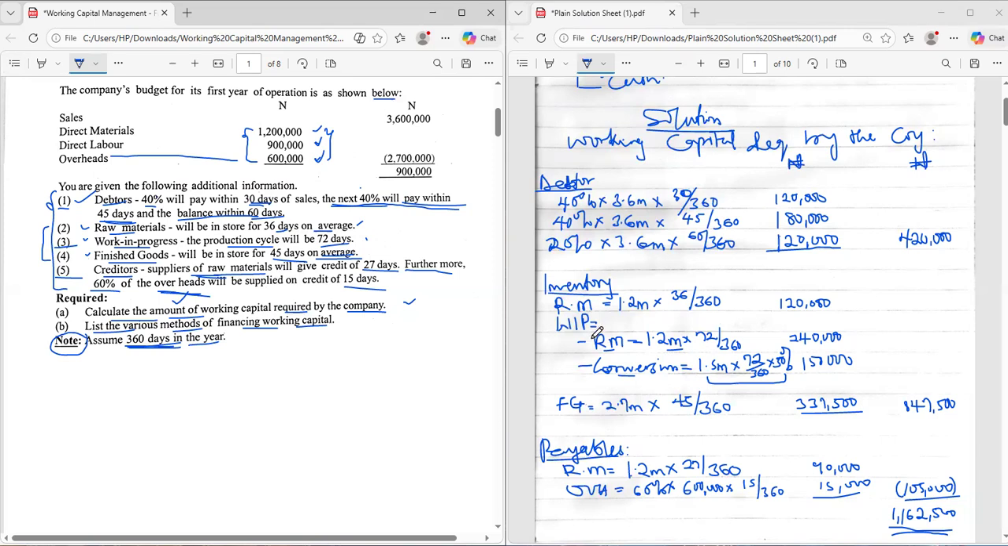The question simply means how can you get money to finance your business? It's more or less like saying sources of funds. Sources of funds.